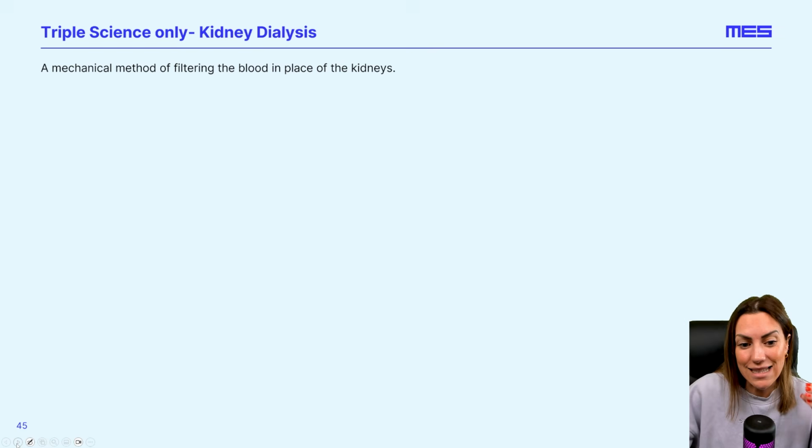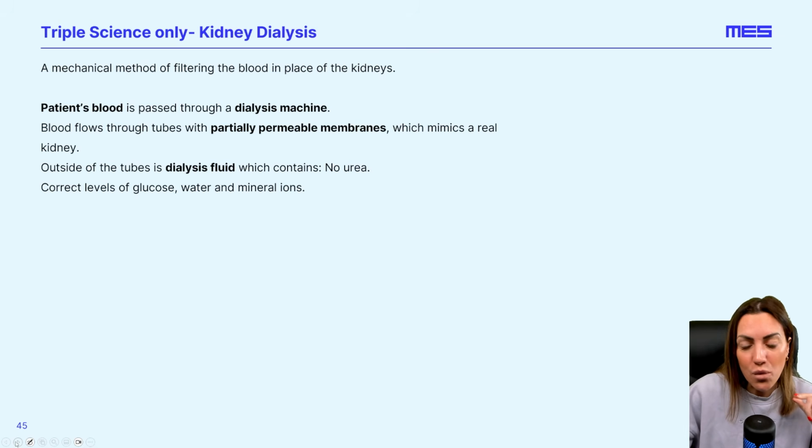Kidney dialysis is the second method you need to know. This is a mechanical method of filtering the blood. So it's basically doing the job of the kidneys because the kidneys aren't working properly. So the way this works is the patient's blood is passed through a dialysis machine. Now, a dialysis machine involves basically a load of tubes that the patient's blood flows through, but the walls of the tubes are partially permeable membranes. They're basically mimicking the kidney filters.